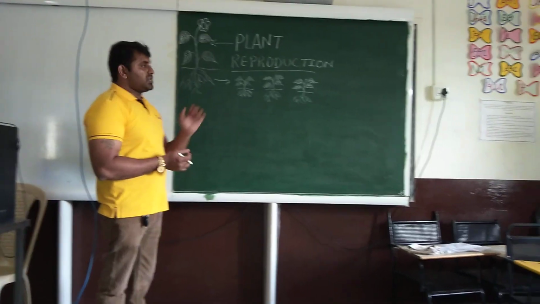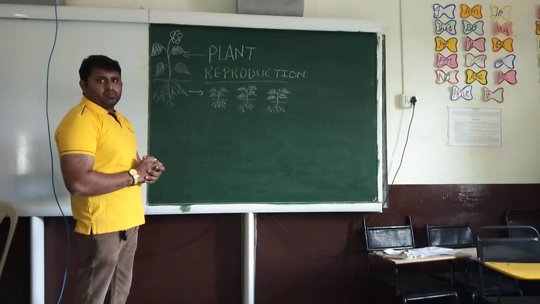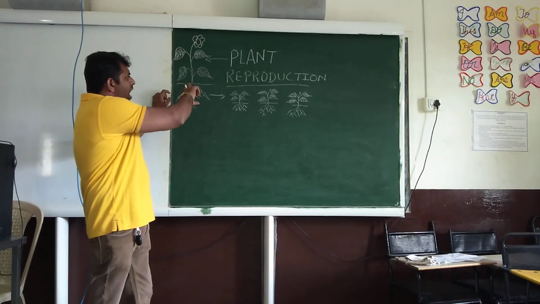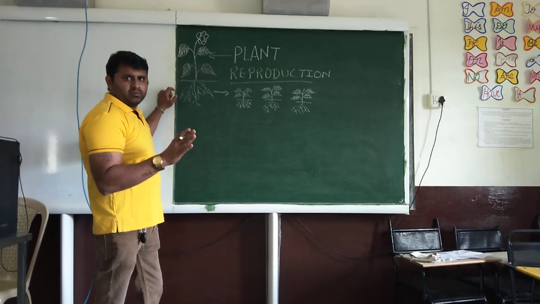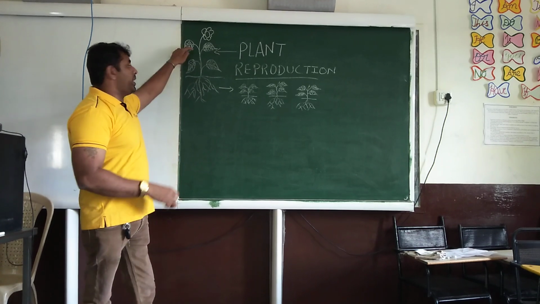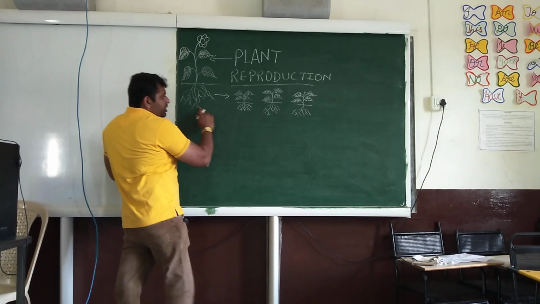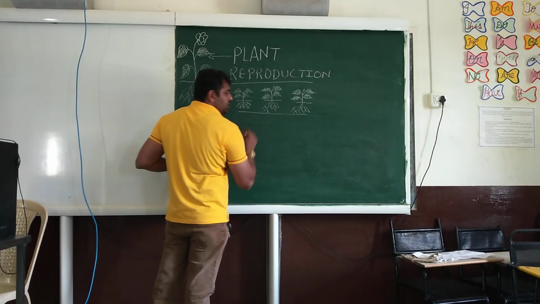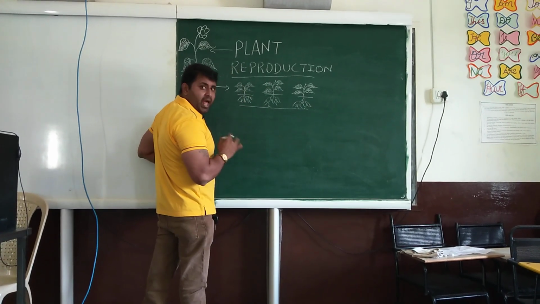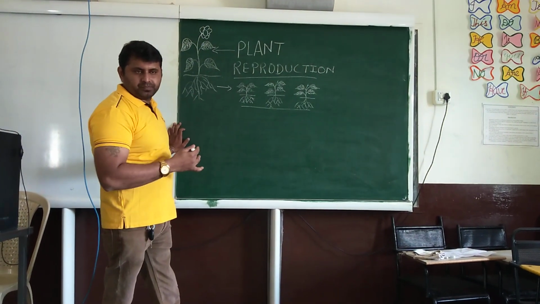In today's class, we will discuss plant reproduction. Plant means this is the plant, and reproduction means producing young ones. See, this is the mother plant, the parent plant, and with the help of the parent plant, the reproduction takes place. Reproduction means producing young ones from the parent plant. This is what we call plant reproduction.